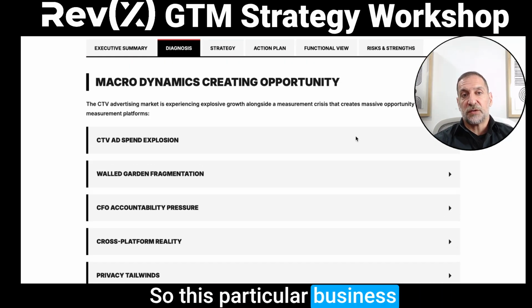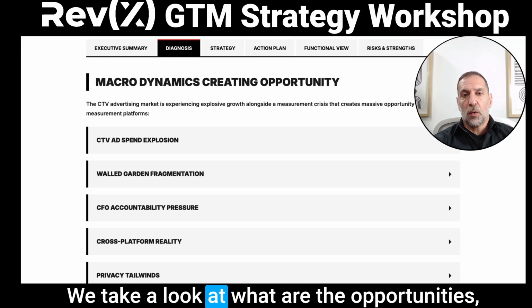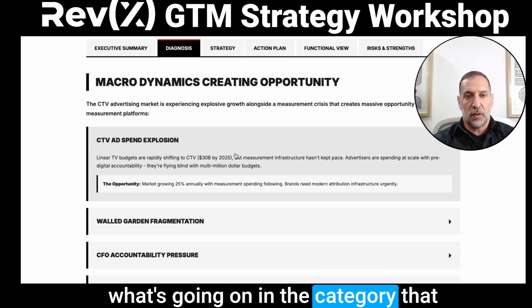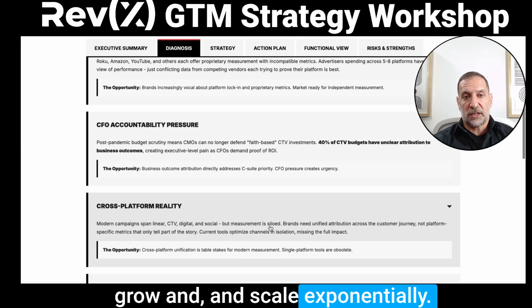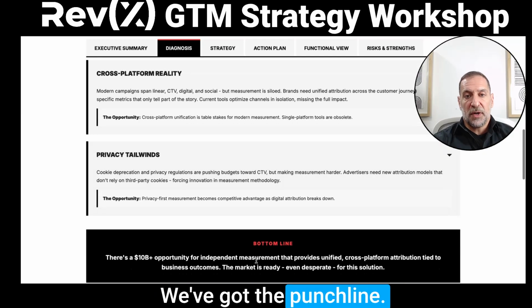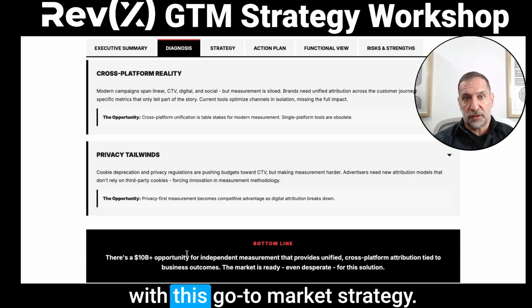So this particular business would be in CTV advertising. We take a look at what are the opportunities, what's going on in the category that creates opportunity for your business. This is how the business is going to grow and scale exponentially. We take a look at all of that. We've got the punchline. This is what we're going after with this go-to-market strategy.